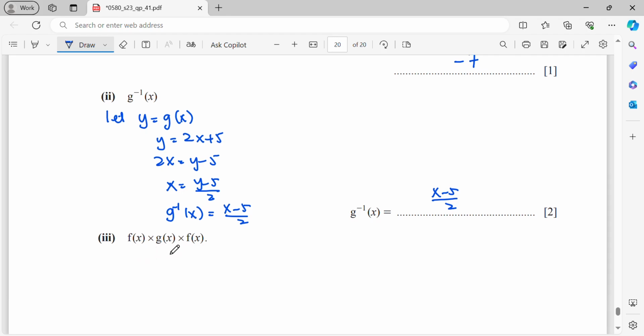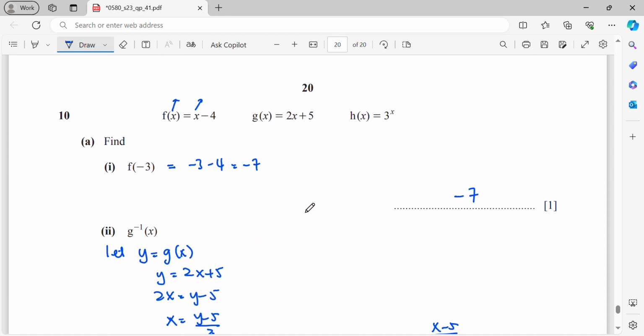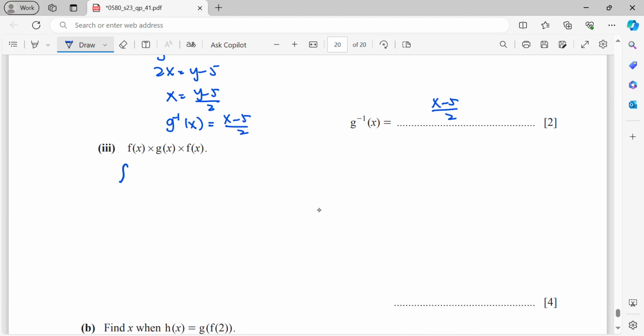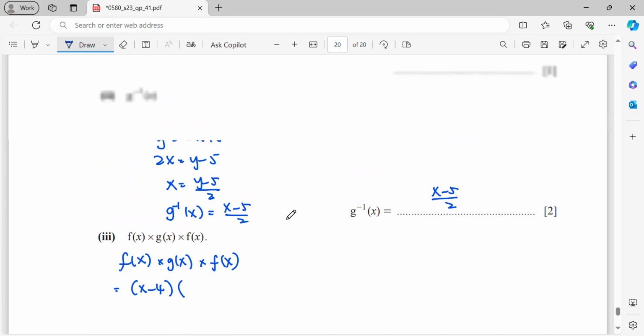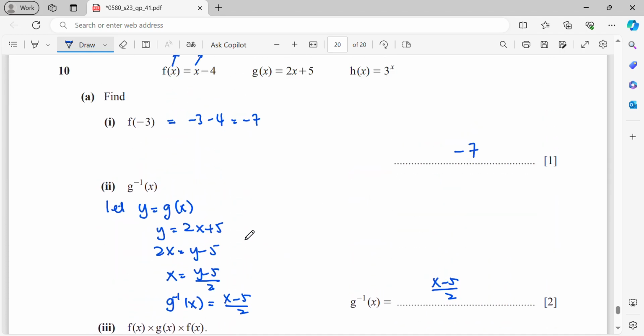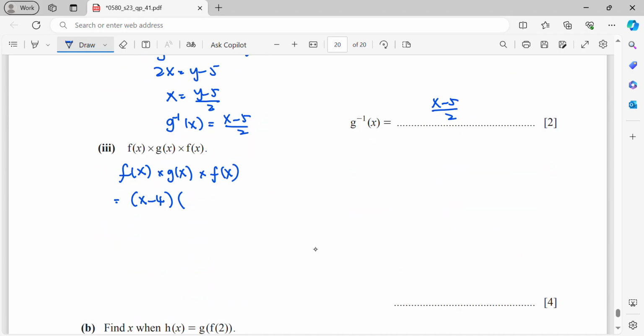Part 3, f(x) times g(x) times f(x). Okay, my f(x) is x minus 4. So this is x minus 4 multiplied with g(x). g(x) is 2x plus 5. Then times x minus 4. Okay, so from here, I will multiply x minus 4 first. So this is x minus 4 squared times 2x plus 5.